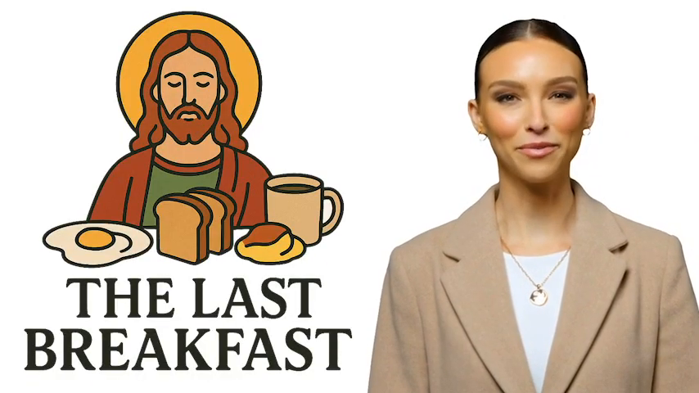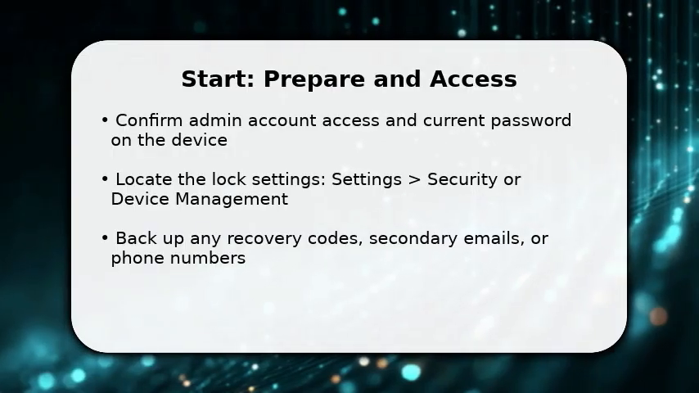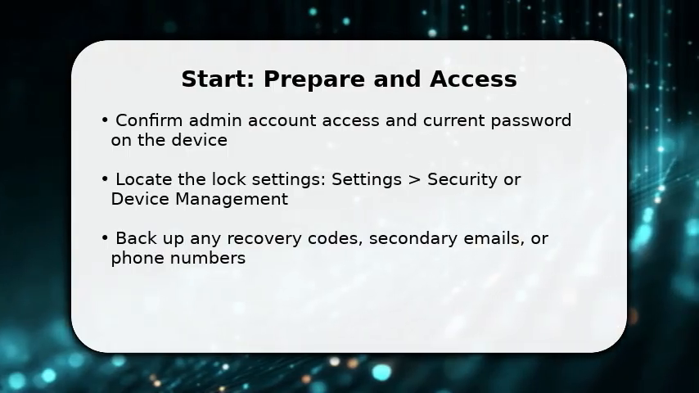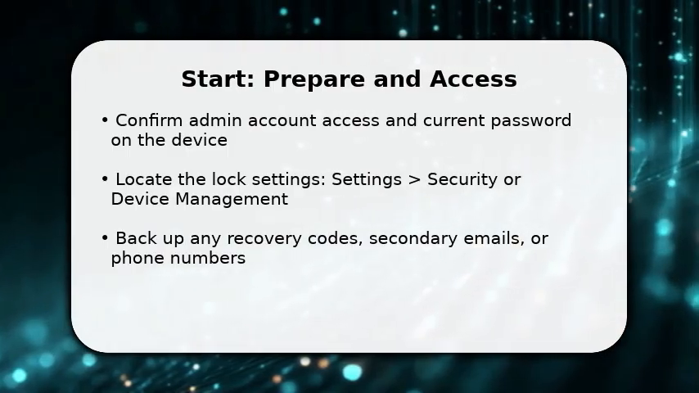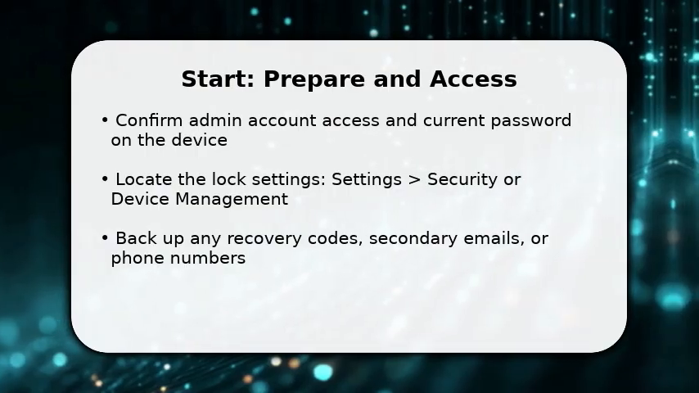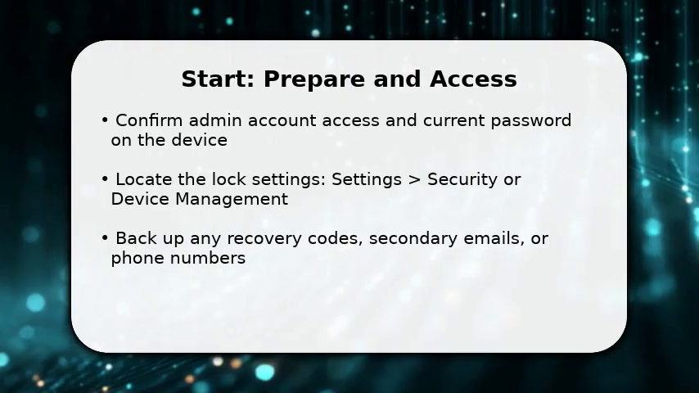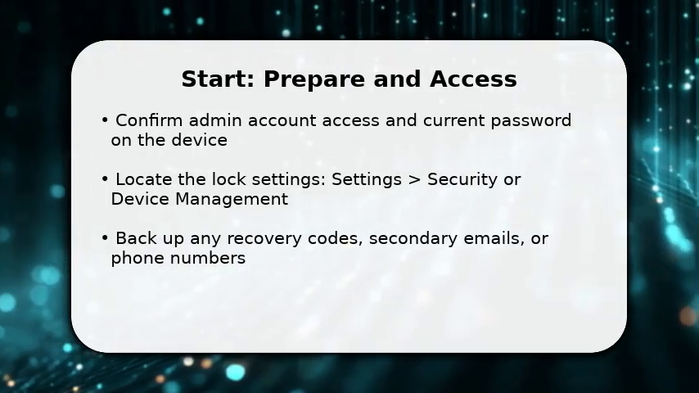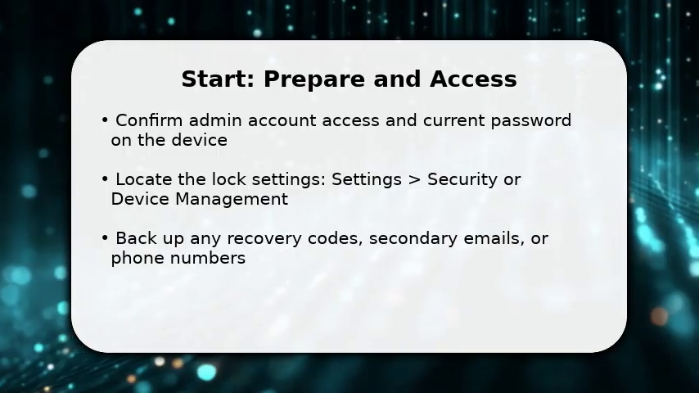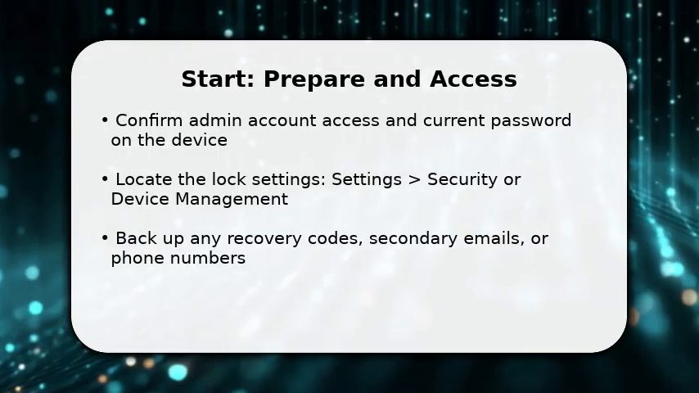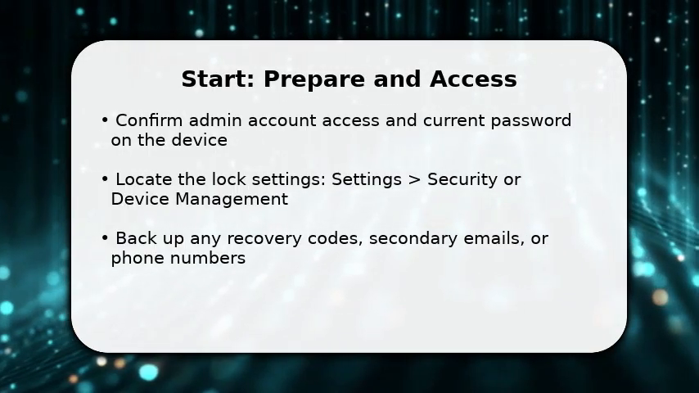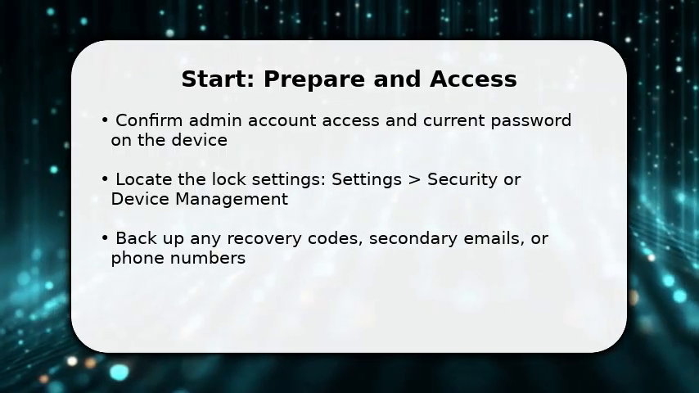Please enjoy the video. You begin by confirming you have an admin account and the current password. That prevents lockouts. Once done, open Settings and navigate to Security or Device Management so you're in the right panel. Make sure to back up recovery codes, a secondary email, or a phone number before changing cycle policies. You do this now to avoid being permanently locked out.